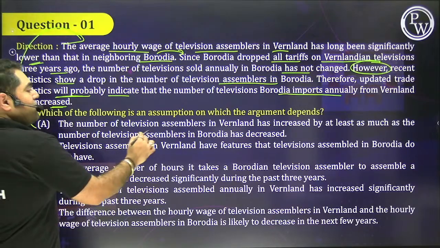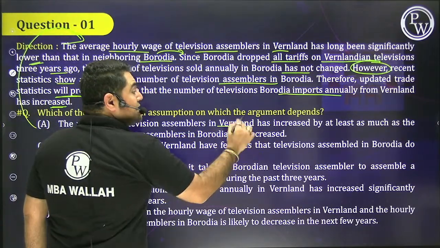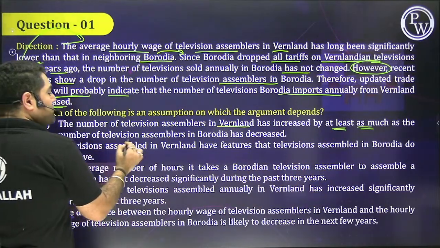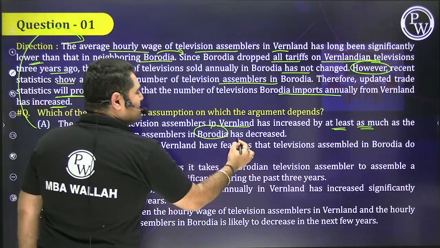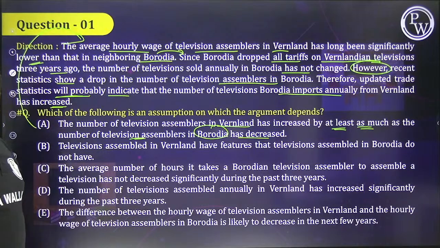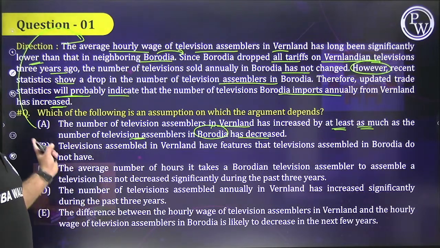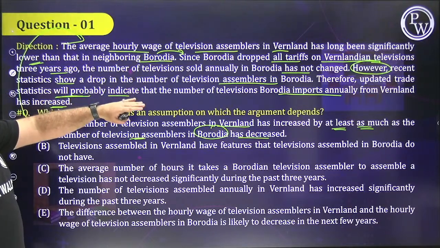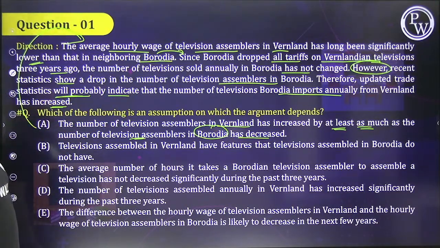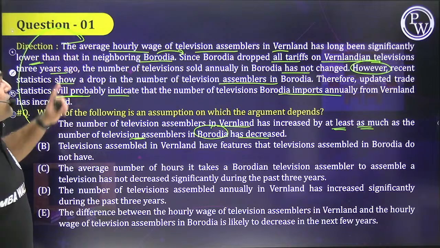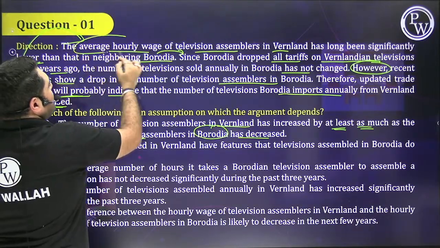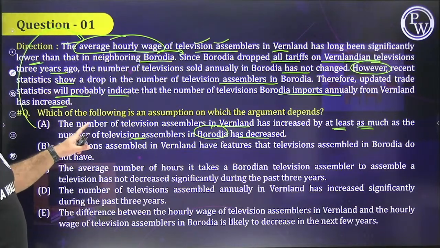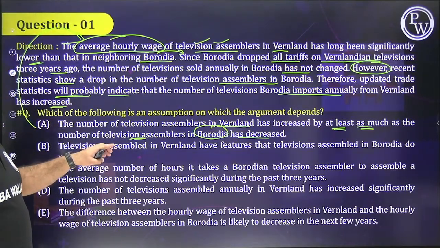The number of television assemblers in Vernland has increased by at least as much as the number of television assemblers in Borodia has decreased. So people tell me, can this assumption give rise to that conclusion that Borodia imports annually? So people, yahan pe what are you saying? By the way, what is given to you? What is given to you is average hourly wage of television assemblers is given to you. The time taken by each of them, we don't know other factors.